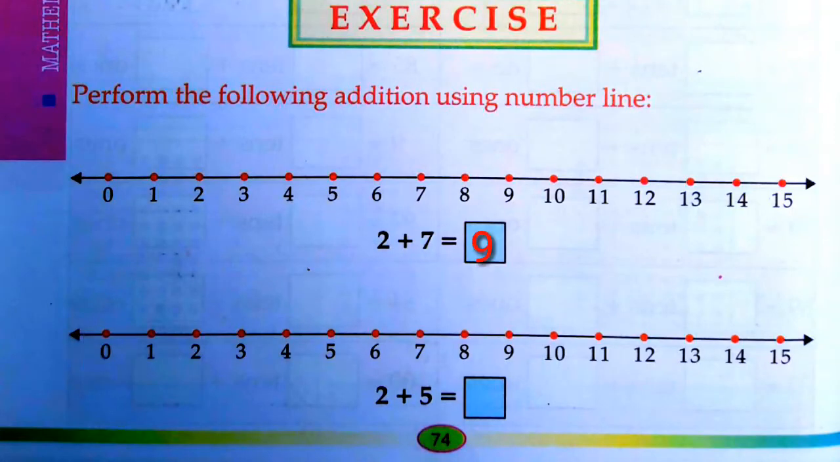We will start from 0. First we have to take 2 steps forward and we will reach at 2. See the picture? Then we will take 5 steps again forward and we will reach at where? At 7. So see the picture? So 2 plus 5 equal to 7. Understood?